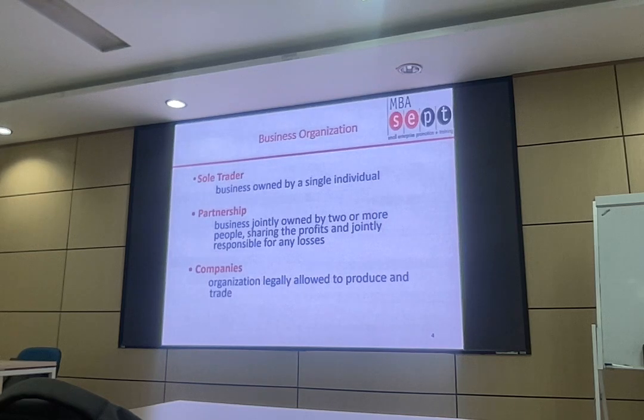Because the sole trader is only one person, a single individual. Yeah. If the company has any problem with the owner, then we close the company. Yes. And partnership, we have 2 or more people, but we have to share the profit, and we cannot decide by ourselves. Yes. So first it's about the ability to make decisions. Is it easy or difficult? Yeah. So sole trader is the easiest way to make decisions.